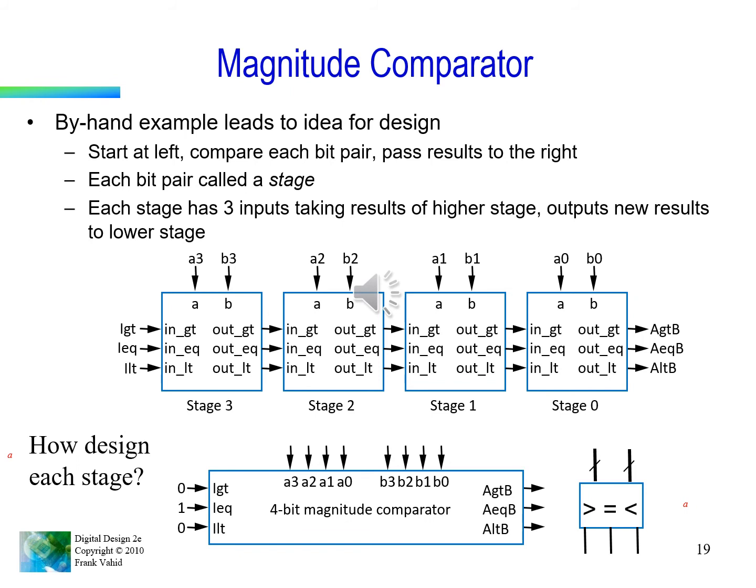This hands-on example gives us an idea to design the comparator. For this, we start from the left, compare each bit, and pass the result to the right. Each bit pair is called a stage. At one stage, it can have three outputs: greater than, equal to, or less than. If both the bits are equal, then the output equal becomes 1. If A3 is 1 and B3 is 0, then greater than becomes 1. If A3 is 0 and B3 is 1, then output less than becomes 1. So we cascade these modules and compare bit by bit.